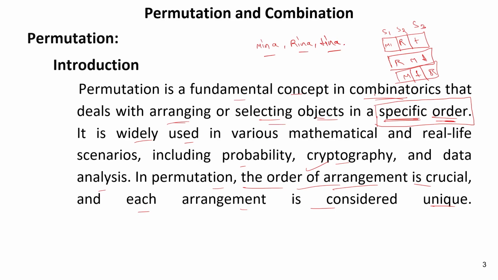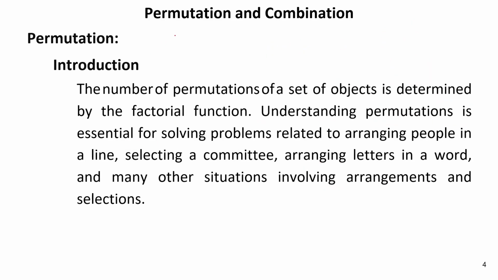Basically, we'll be using permutation because in permutation the order matters. The number of permutations of a set of objects is determined by the factorial function. What is the factorial function? A function takes some value and gives something else. So f takes this and gives this. Symbolically, this is what I mean to say.